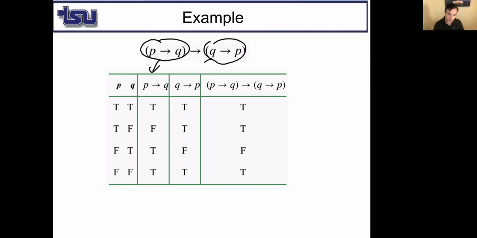Now, I have this guy right here. I have this guy right here. Now I'm going to connect them with this connective, which is conditional, right? So now premise is true, conclusion is true, so compound statement is true. Premise is false, conclusion is true, compound statement is true. If premise is true, conclusion is false, it is false. If premise and conclusion are true, that is true.